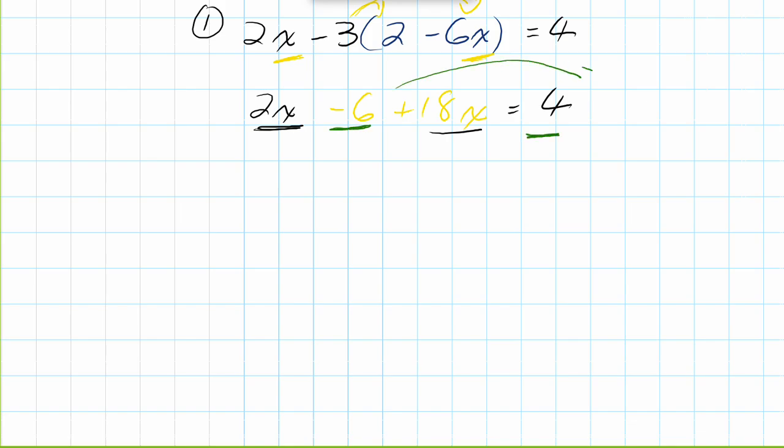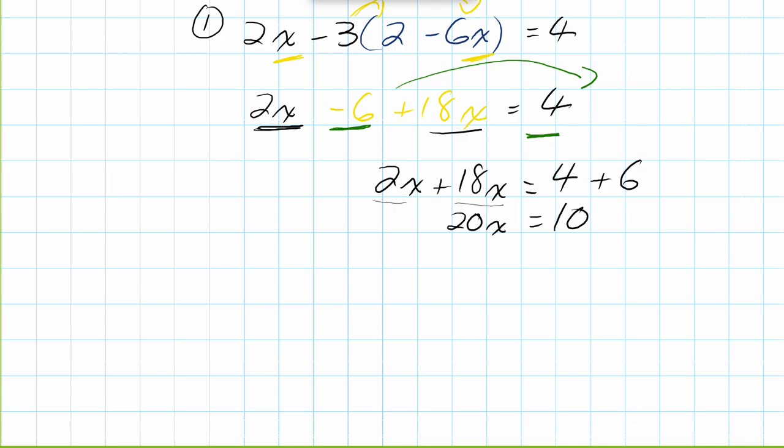So I'm actually going to move the negative 6 over. So we're left with 2x on the left-hand side plus 18x. Those things didn't change. And then when we bring 6 over, it will become plus 6. So we'll do both sides at the same time now. 2x plus 18x gives us 20x. We just add the coefficients. 4 plus 6 is 10.